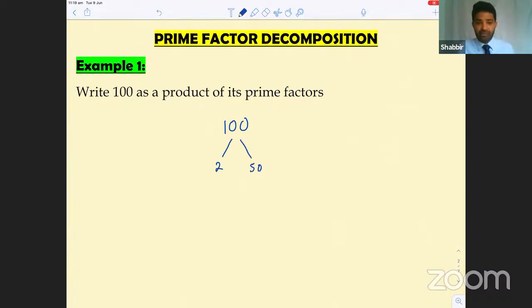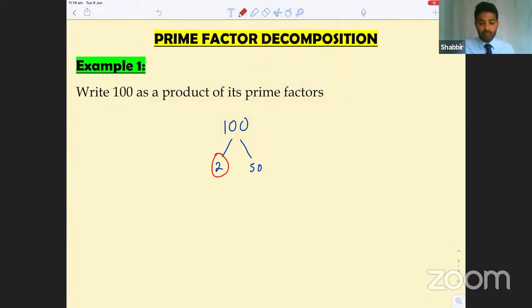So 2 times 50 multiply together to make 100. And that's the first thing I'm going to write down. Now, I'm going to look at whether either of these numbers are prime numbers. Okay, and 2 is a prime number, so I'm going to circle 2.